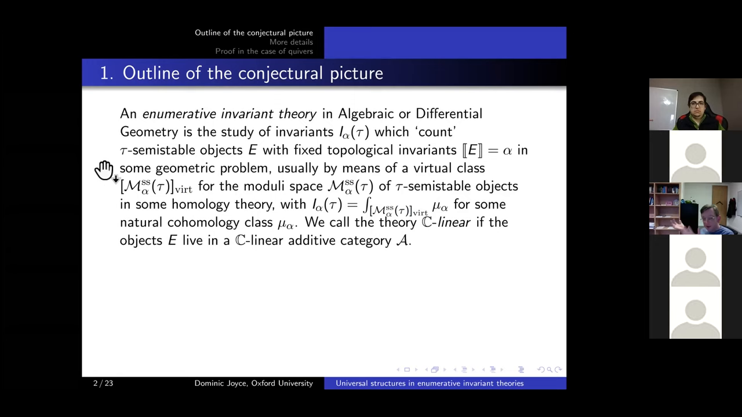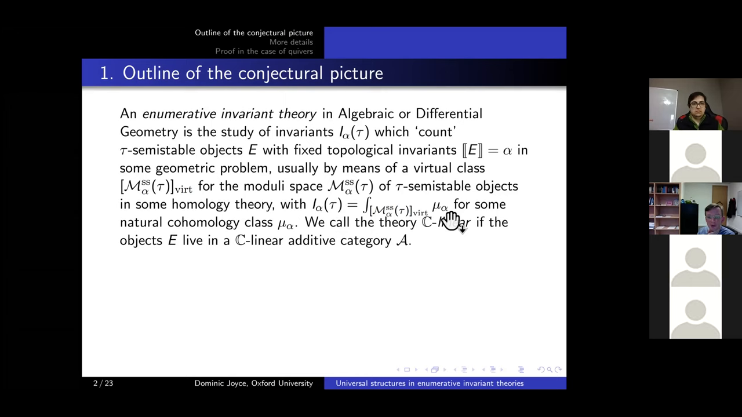Sometimes your moduli space might be a compact manifold if you're very lucky. Usually, in algebraic geometry at least, the moduli space would have to be given some kind of virtual class structure. So we're forming a virtual class for a moduli space of semi-stable objects in some homology theory. This might live in the homology of the moduli space. And then quite often, if you don't like the homology class itself, you form your invariants by integrating some natural cohomology classes, mu alpha, over this virtual class.